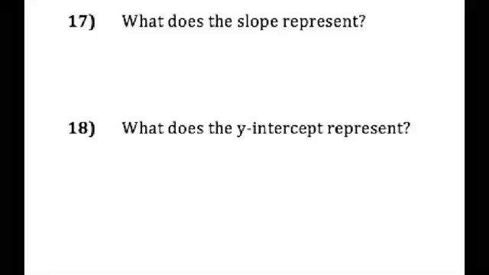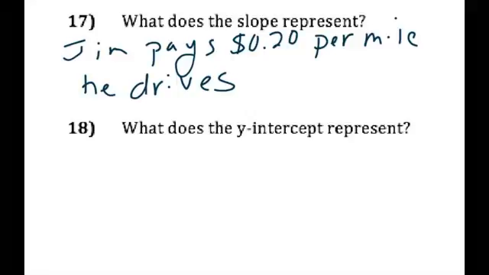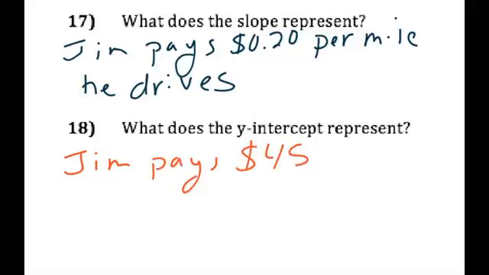Okay, the slope means that Jim pays 20 cents per mile he drives. Jim pays 20 cents per mile he drives. The y-intercept means that Jim has to pay $45 initially just to rent the car. So Jim pays $45 to rent the car.